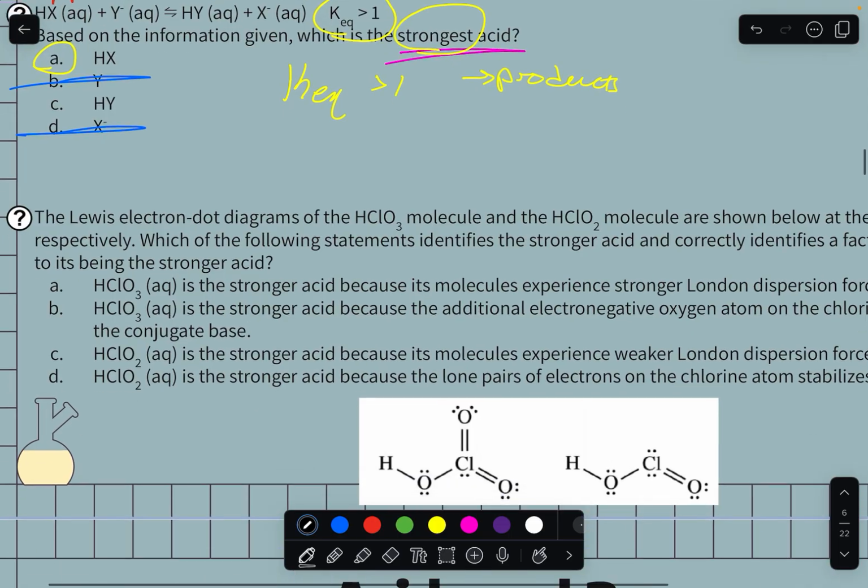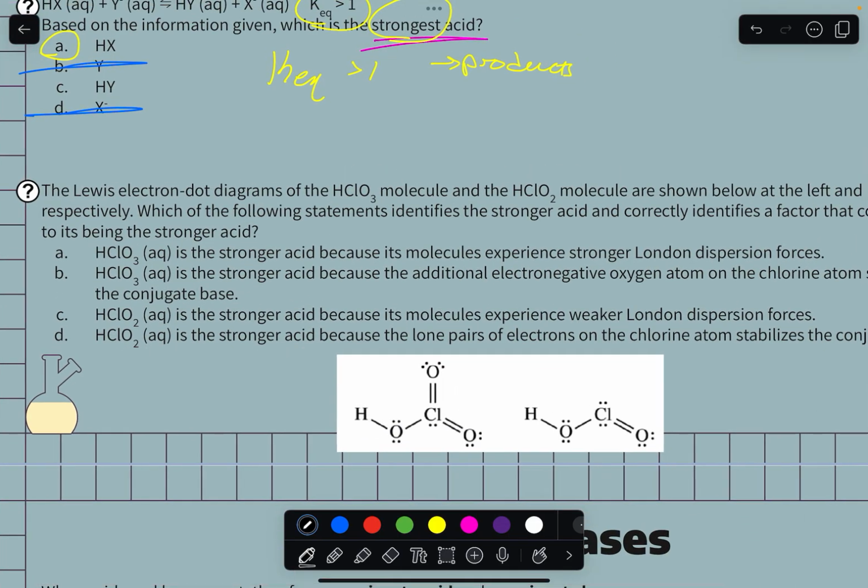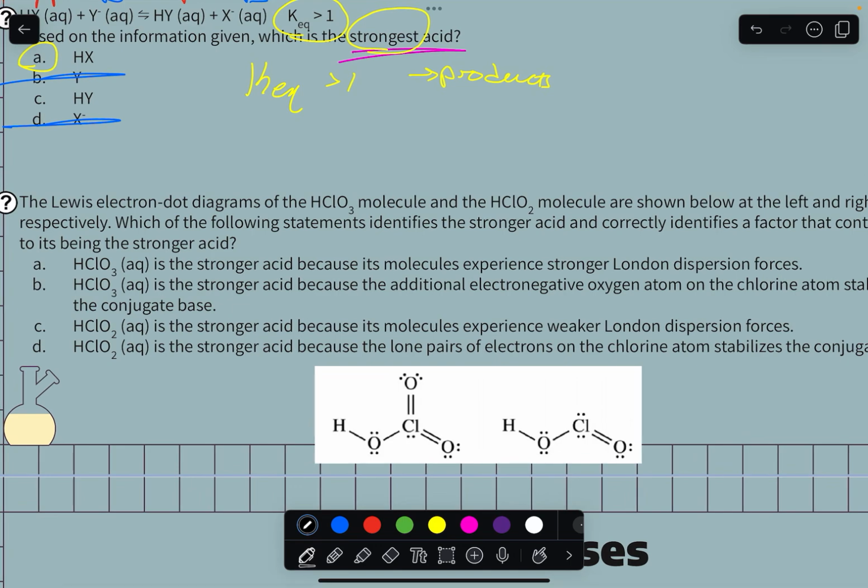All right, the second question here, we have these two compounds, HClO3 and HClO2, and it's asking us which one of these identifies the stronger acid and correctly identifies a factor contributing to that.